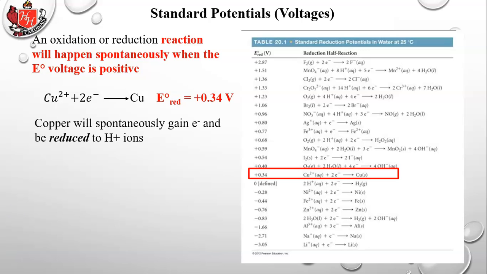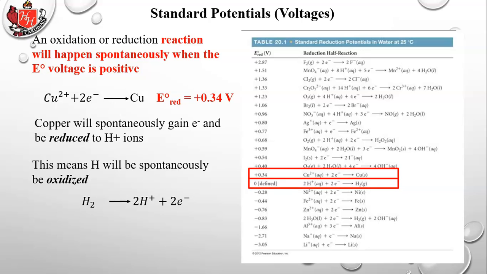Okay, this means the copper will spontaneously gain 2 electrons and be reduced. And it gains those 2 electrons from the hydrogen in this example. This means the hydrogen will spontaneously be oxidized. So there you have the hydronium ions. They gain the 2 electrons. The hydrogen molecule H2 gives off the 2 electrons. They jumped over to the copper. And remember, that's an oxidation. That's a reduction potential of 0.